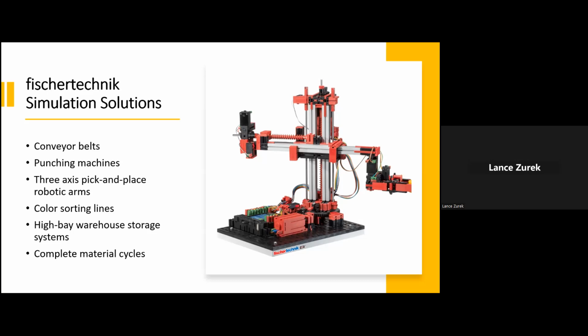Now, besides these individual models which focus on specific automated processes, fischertechnik also offers an integrated factory simulation model. This model consists of 4 individual workstations, a vacuum gripper robot, a high bay storage warehouse, a multi-processing station with an oven, and a sorting line with color detection that are designed to all work together as one self-contained material cycle.